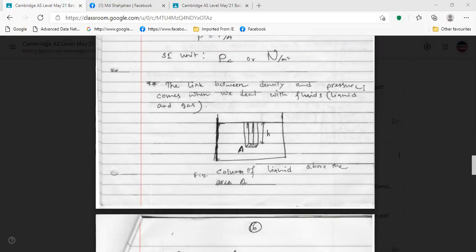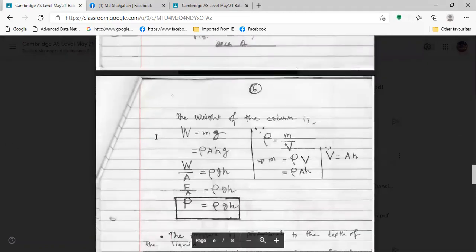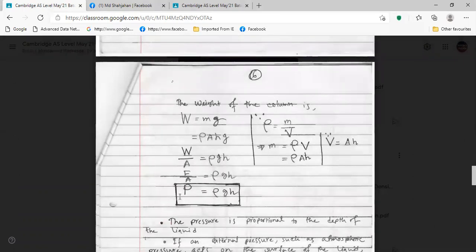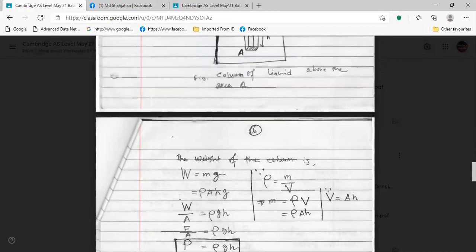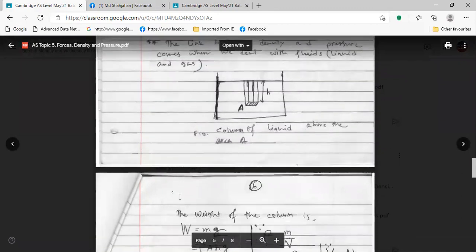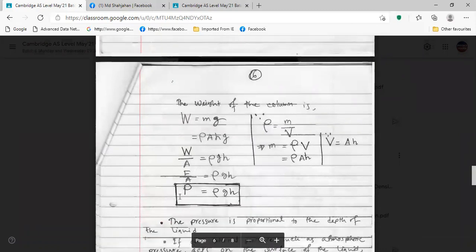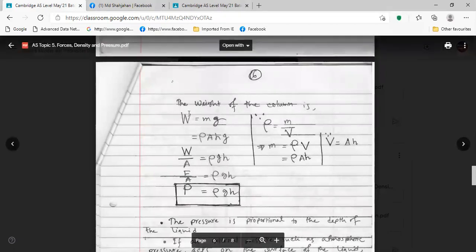We got one formula in O level, that is P equals h rho g. Can you remember? That is liquid pressure. How to calculate the liquid pressure? So if you want, you can write this, or you just understand, later you check. Okay, so how this formula is coming, I'm explaining.